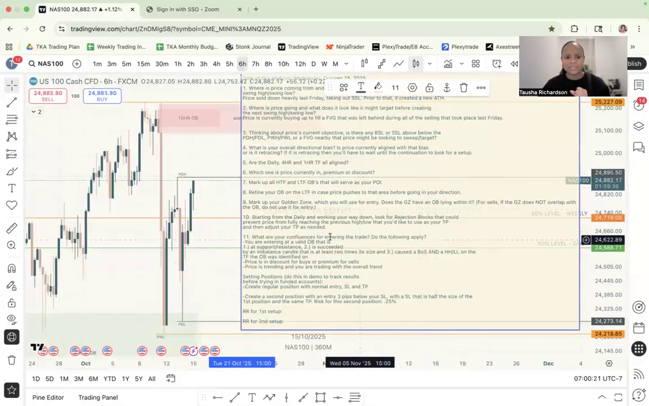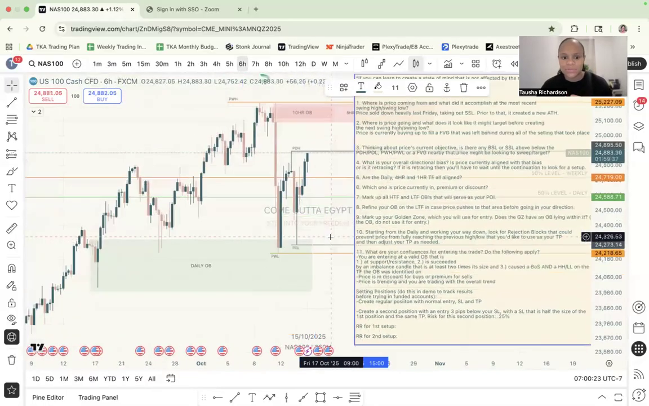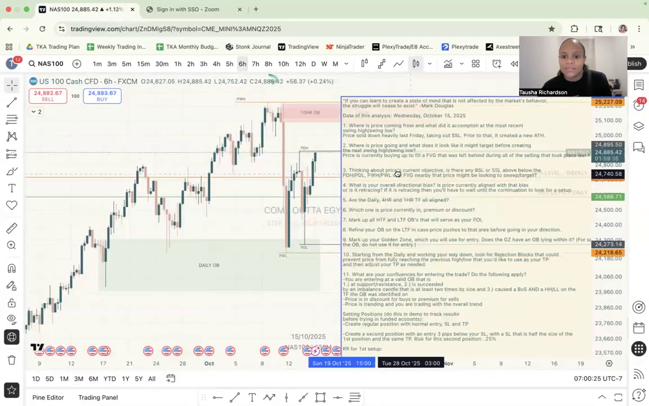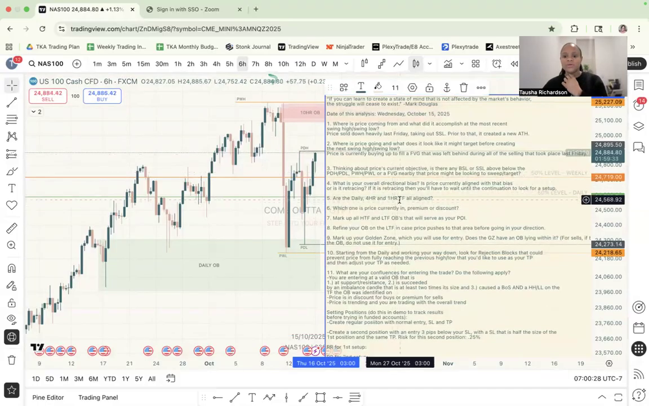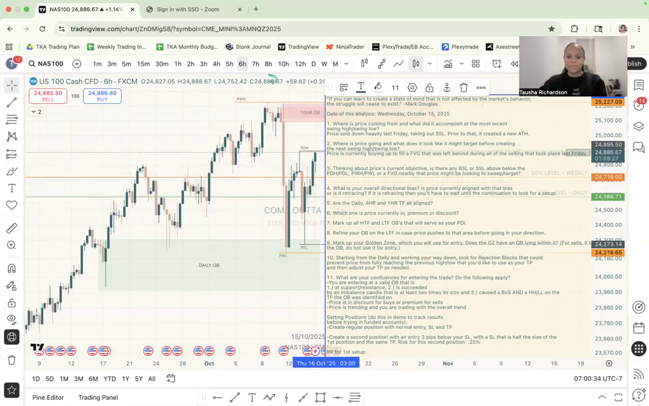Okay, so let's go back. All right, let's go back to the 6 hour. The price is looking pretty clear on that time frame. So thinking about price's current objective, I'm just going to say that again: price is currently filling a fair value gap, and I believe it will target the 8 or 10 hour order block above.